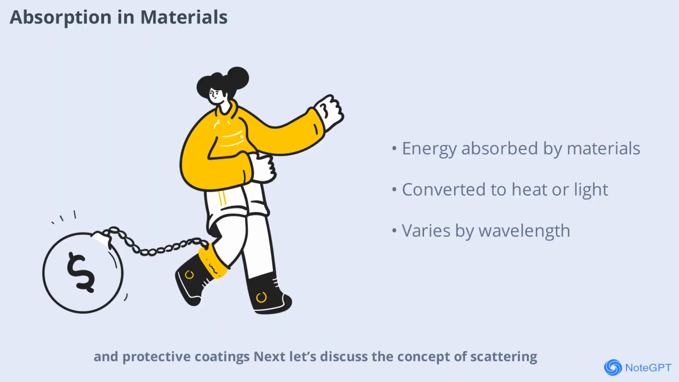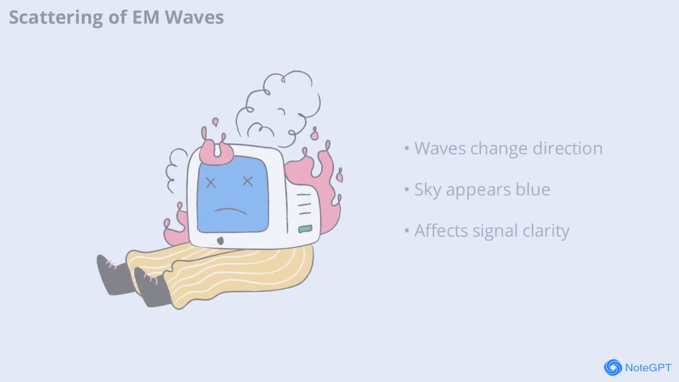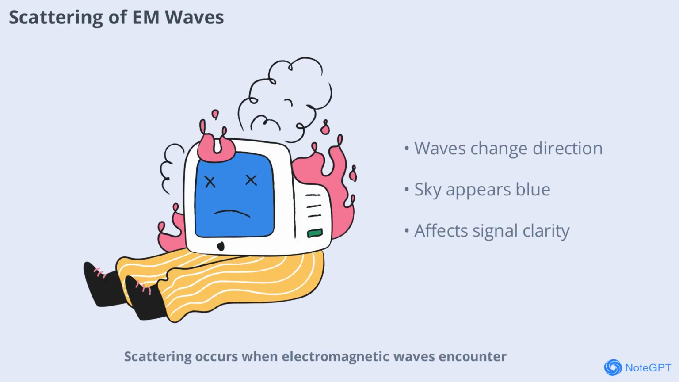Next, let's discuss the concept of scattering. Scattering occurs when electromagnetic waves encounter small particles or irregularities in a material, causing the wave to change direction. This is why the sky appears blue. Shorter wavelengths of sunlight are scattered by air molecules. Scattering can reduce signal strength and clarity in communication systems, especially in fog, rain, or dust. Engineers must account for scattering when designing wireless networks and optical systems.